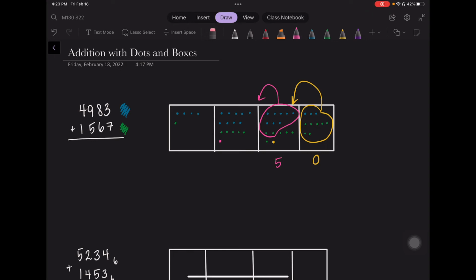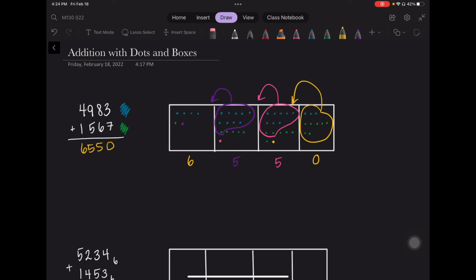Let's move to the next box over and see what happens. I have 1, 2, 3, 4, 5, 6, 7, 8, 9, 10, which moves over to the next box as a single. And I have 1, 2, 3, 4, 5 remaining. And then I want to double check and make sure I don't have any extra 10s in the next one if I needed to carry over. I have 1, 2, 3, 4, 5, 6. This means that 4,983 plus 1,567 is 6,550.